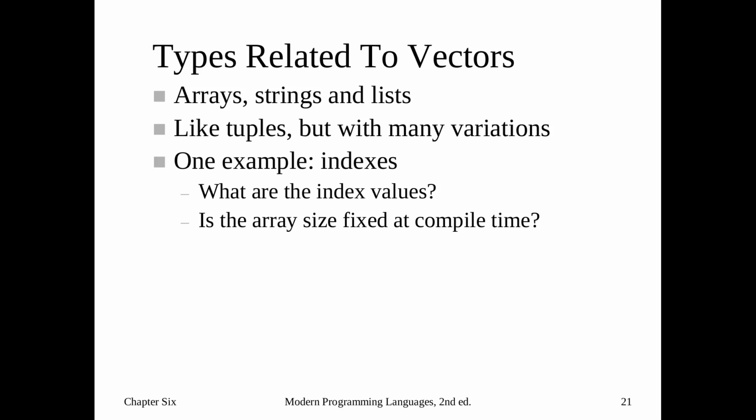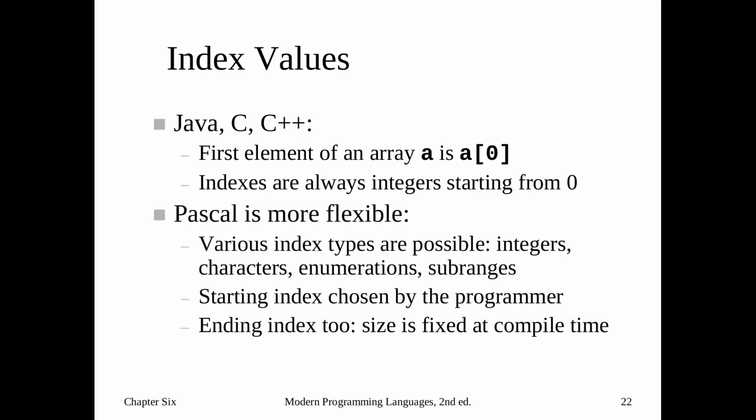Indexes typically in most languages today start at 0, and they're typically indexed with numbers, although there are languages that allow for associative arrays, which are indexed by typically some other object like a string. They're not necessarily dictionaries, though. They're an actual array type. So we get back to these index values. In Java, C, C++, the first element of an array is array index 0. Indexes are always integers starting from 0. But there are languages like Pascal, which are more flexible, where various index types are possible, like integers, characters, enumeration, subranges.